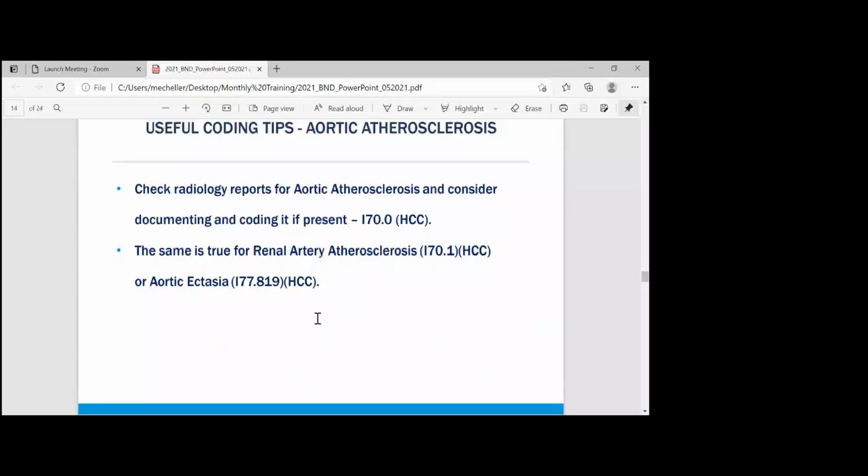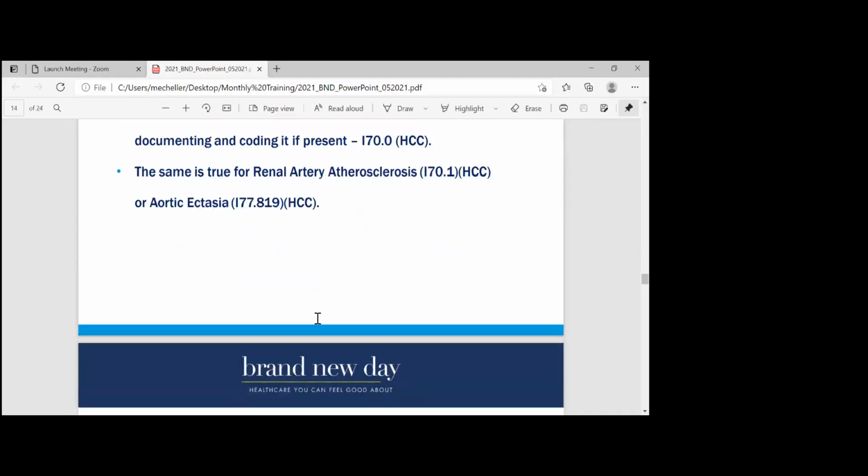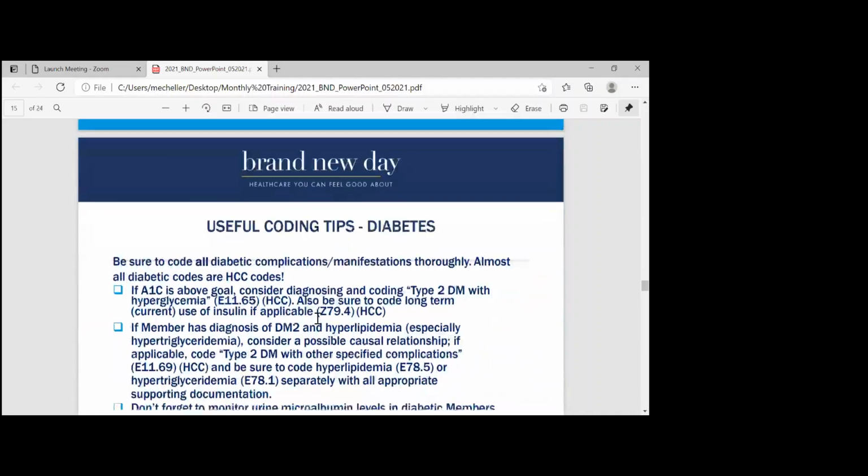And then just a reminder, we always want to check radiology reports for aortic atherosclerosis and consider documenting I70.0 if present, and the same would be true for renal artery atherosclerosis, I70.1. So these are a couple of the commonly missed HCCs or diagnoses that we've seen in the chart where we have had radiology reports that have come in through diagnoses.